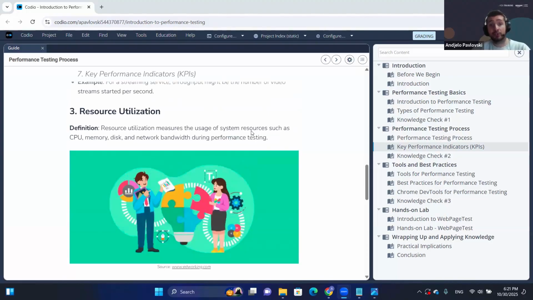Then we have resource utilization. So as I mentioned before, a big part that plays in how an application performs is its CPU, its memory, disk, network, so on and so forth. So these are resources available for that application. And it's very important to see how they are utilized while we are testing the application. And yes, you do actually get results after you finish testing the application, after we finish running our test scripts.